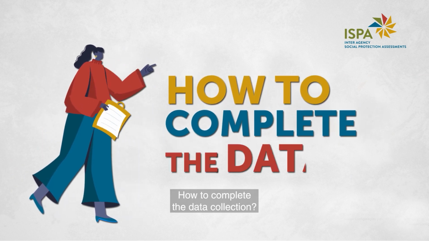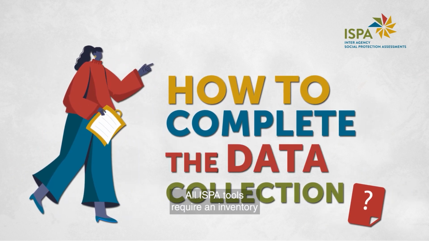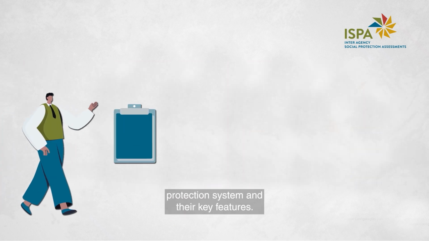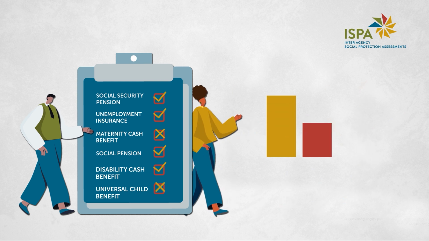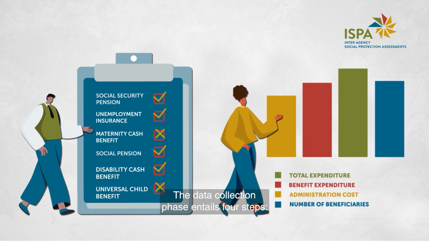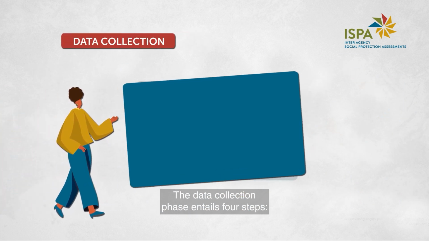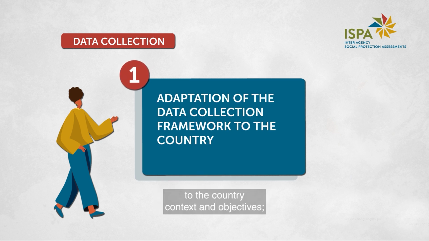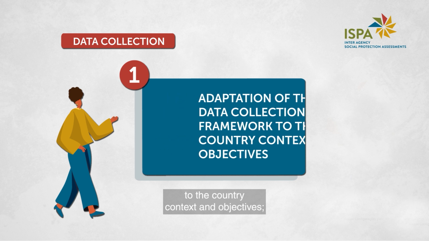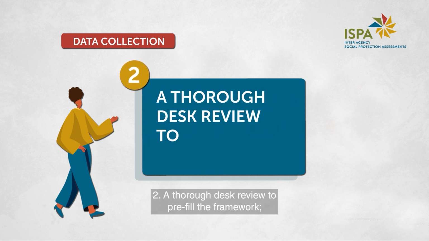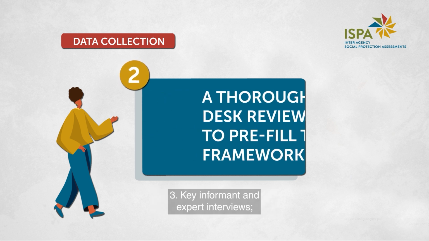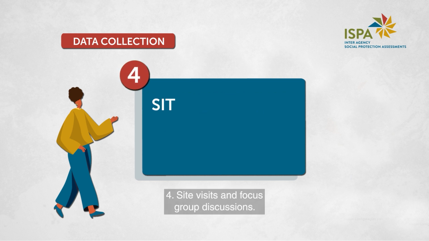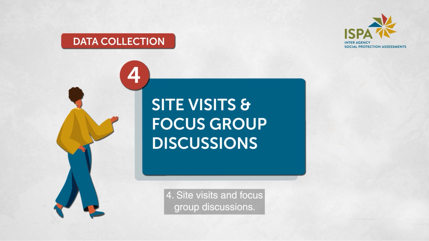How to complete the data collection. All ISPA tools require an inventory of schemes that make up the social protection system and their key features. The data collection phase entails 4 steps. 1. The adaptation of the data collection framework to the country context and objectives. 2. A thorough desk review to pre-fill the framework. 3. Key informant and expert interviews. 4. Site visits and focus group discussions.